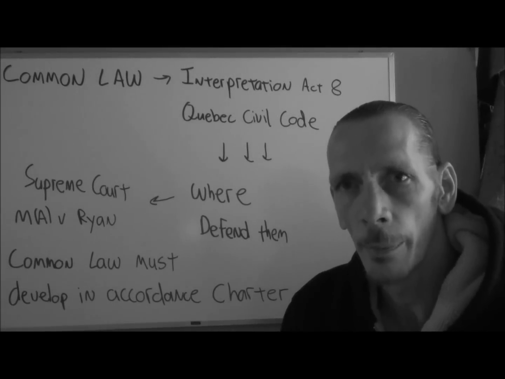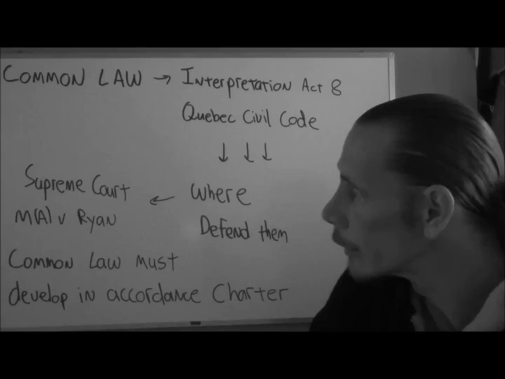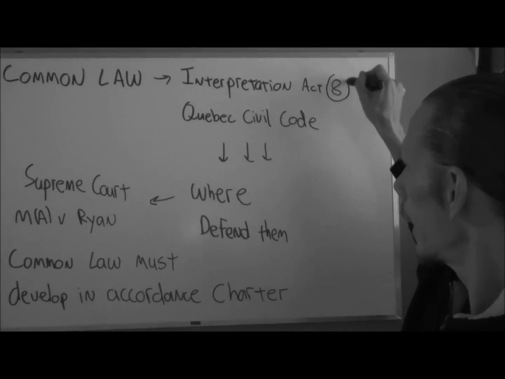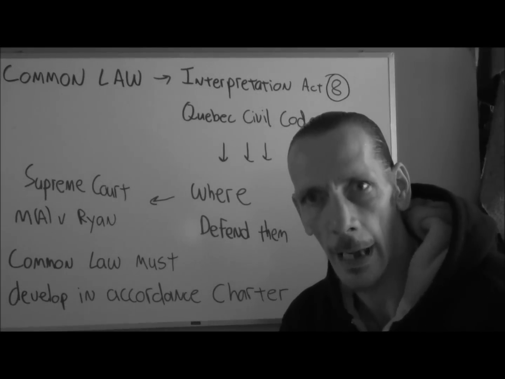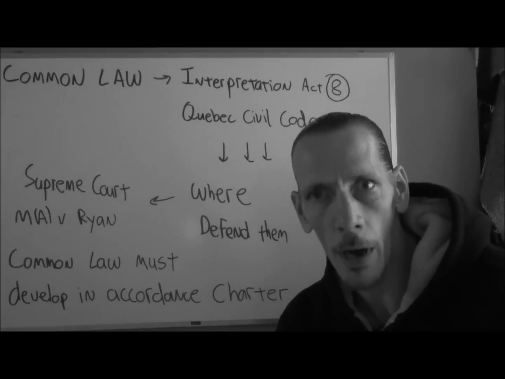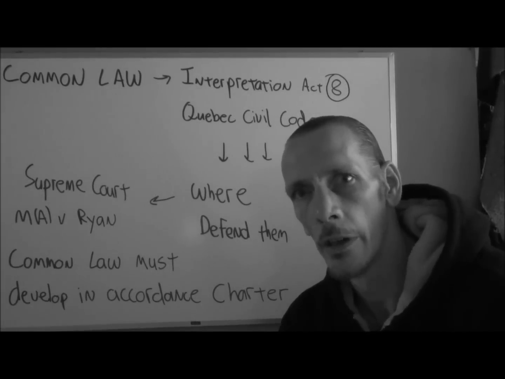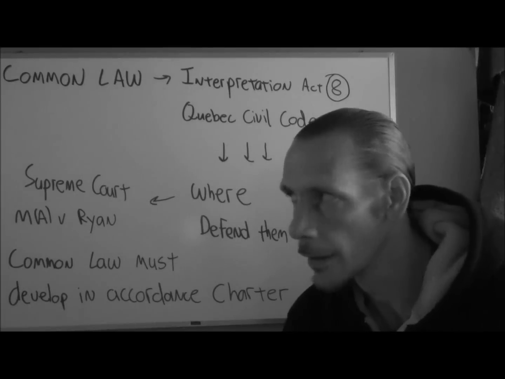When you look into the Interpretation Act of Canada under Article 8, you find that it states that property and civil rights exist in Canada either common law wise or civilly wise. So they mentioned that two of them exist.